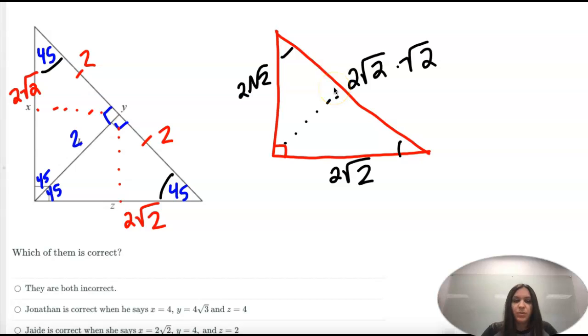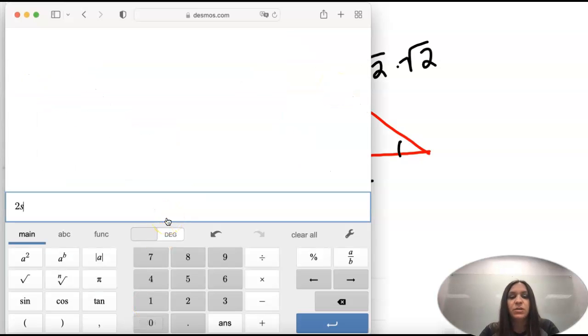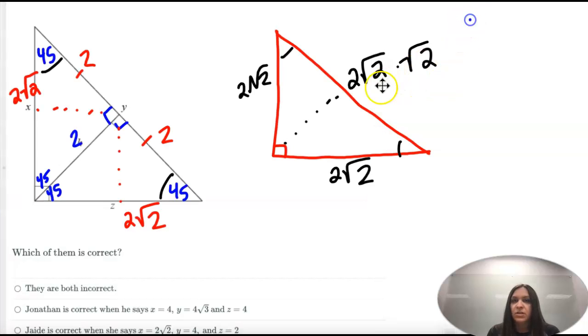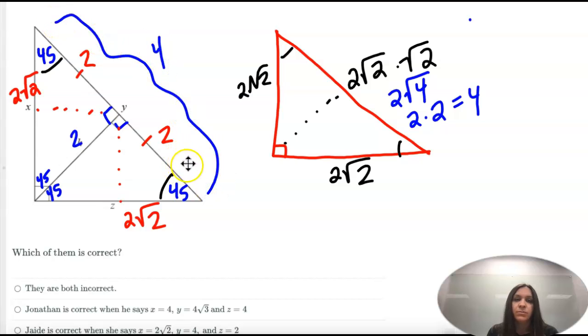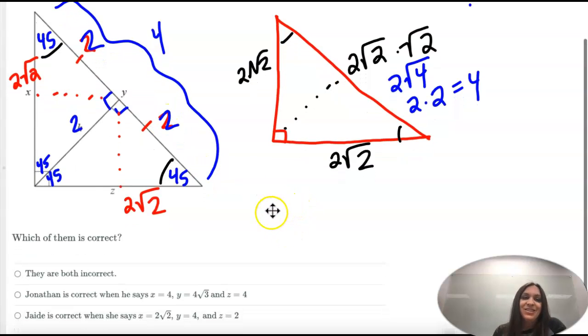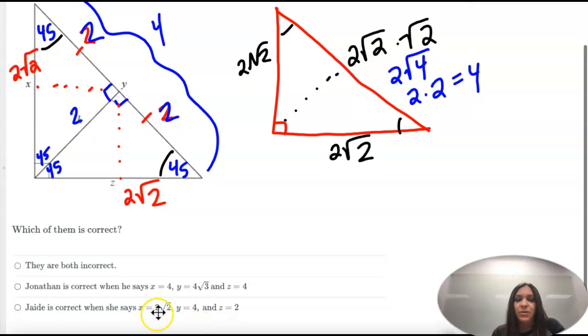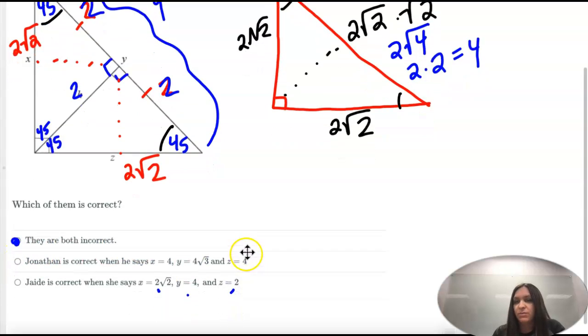So when we multiply that out, if you're not sure about square roots, you can use your calculator. But what happens when you multiply square root by square root, you just get the number underneath. So this is actually 2 times square root of 4, or 2 times 2, which is 4. So y, this whole side would be 4. Or look, we could have just added 2 plus 2, right? So let's see, x is 2 square roots of 2, y is 4, z is not 2. So both are incorrect on this one.